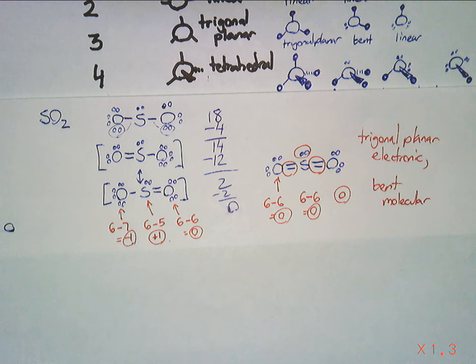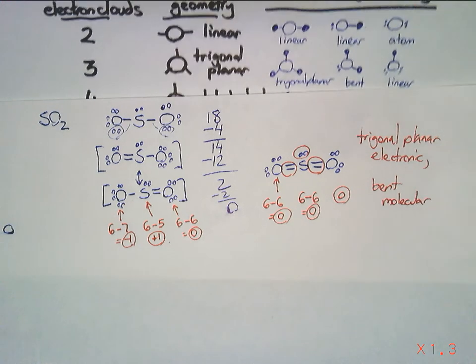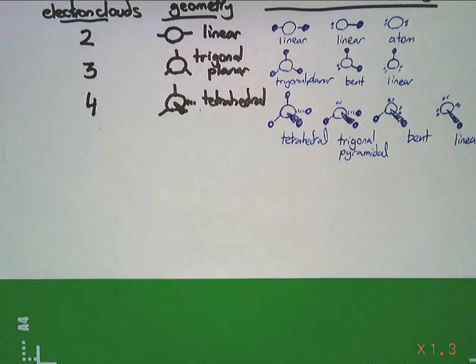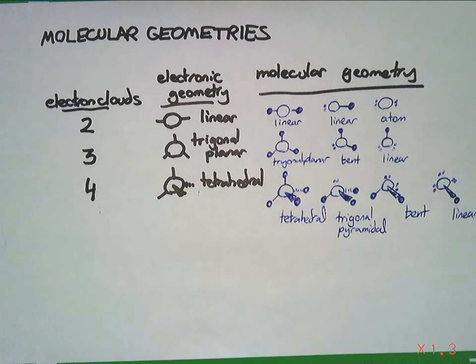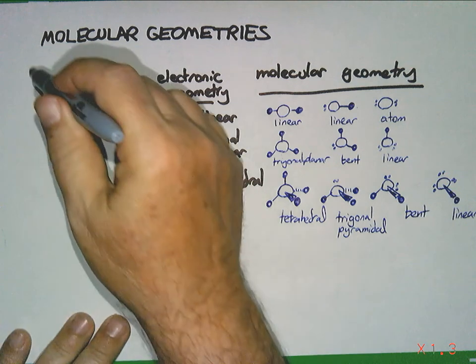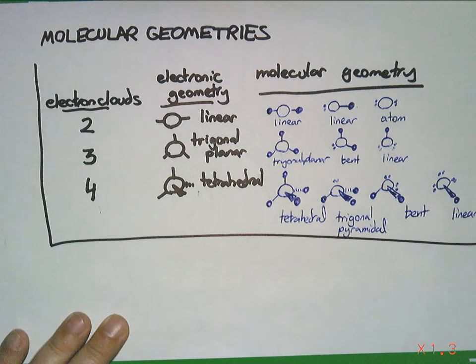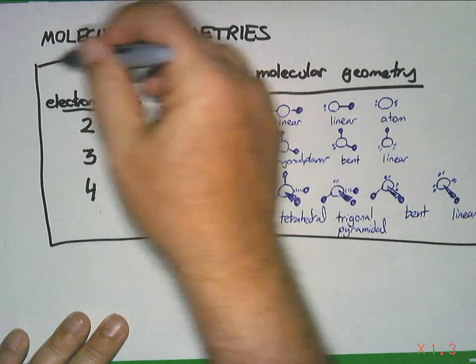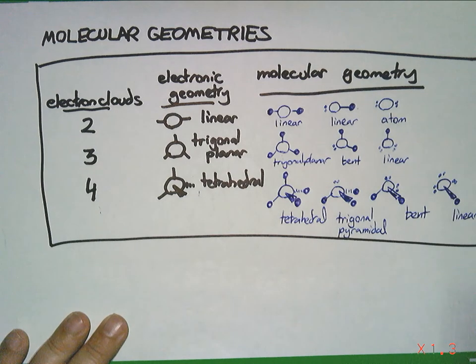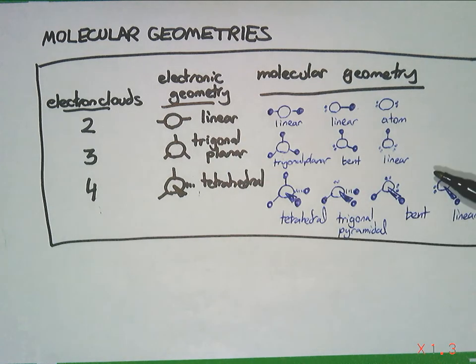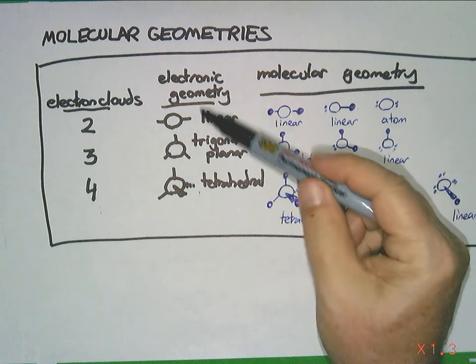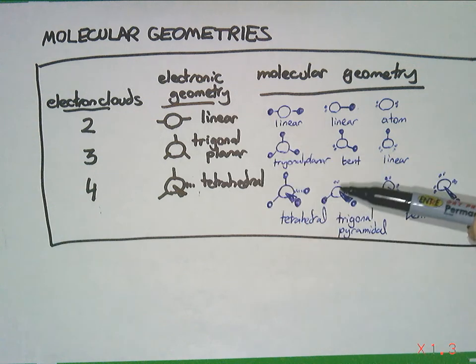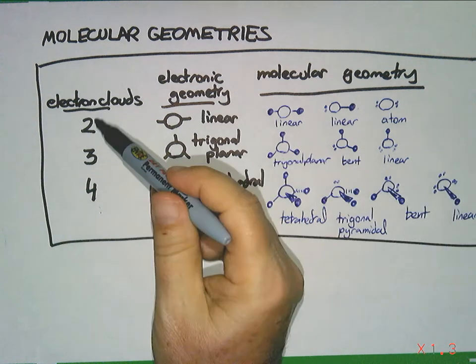In the next video, we'll look at molecular geometries that you can get for 4 and 5 electron clouds. You should memorize this table. So there's my clue that this is testable material here. I'm going to put a box around this, and you should know the names of all these shapes. You should be able to assign an electronic geometry and a molecular geometry now to these cases.